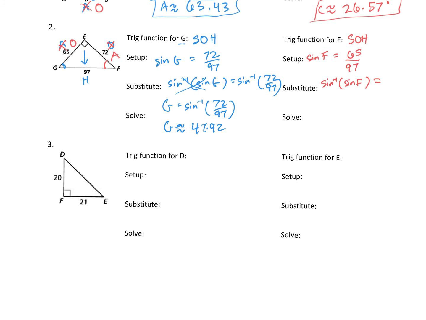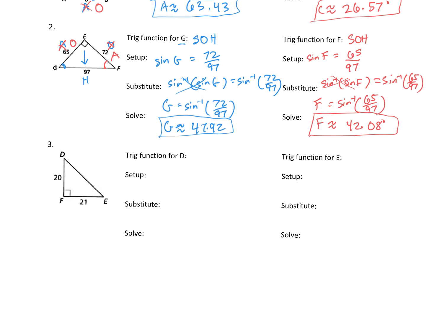So when I just take the inverse sine to solve, inverse sine of 65 over 97, this cancels out. So then F equals the inverse sine of 65 over 97. Punch that into the calculator. This gives me about 42.08 degrees. So that's the answer for F, and this is the answer for G.